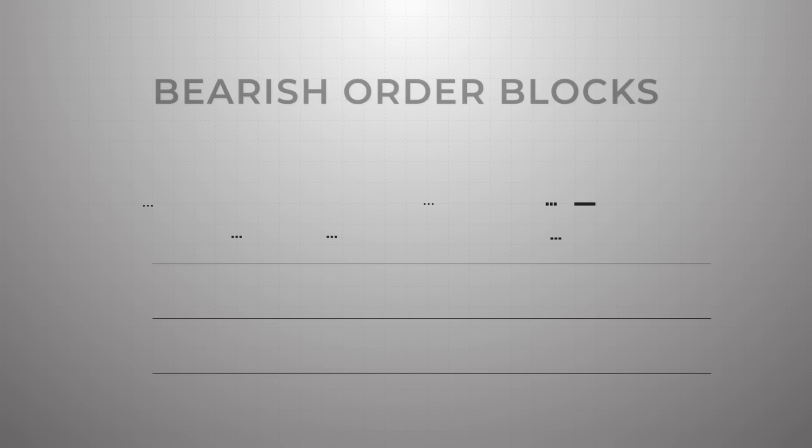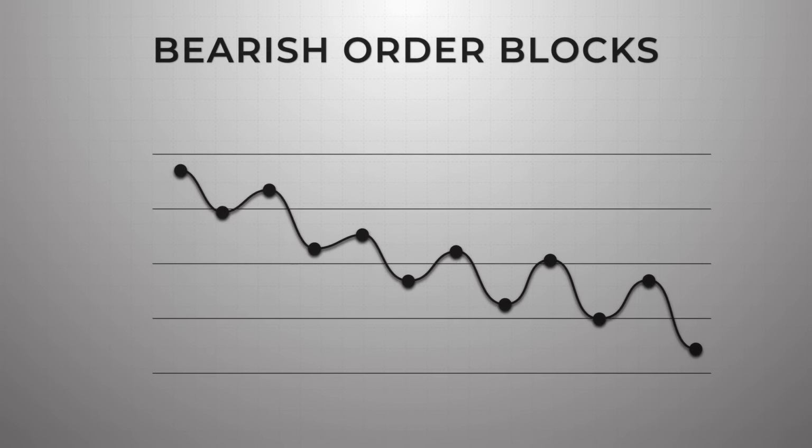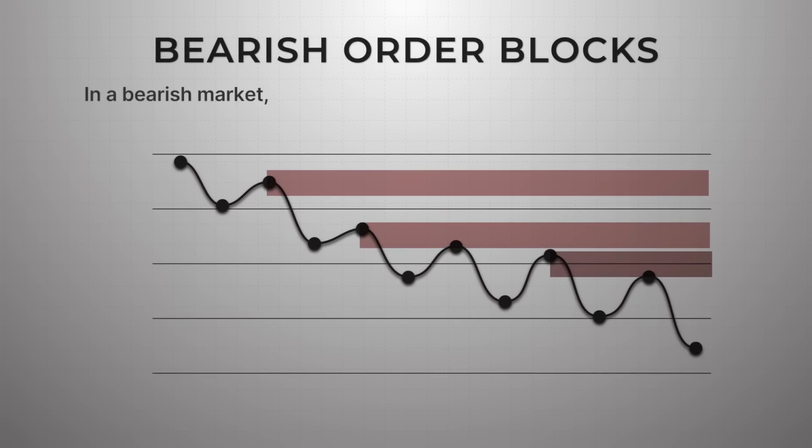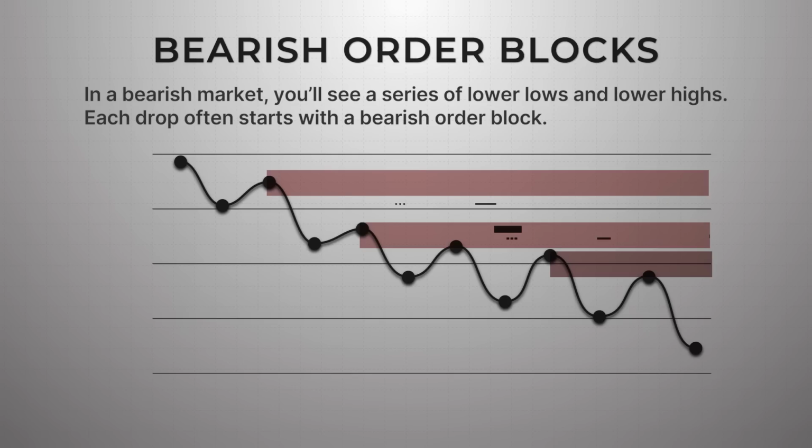Now flip that for a bearish market. You've got lower lows and lower highs. Each drop often starts with a bearish order block. But here's where it gets interesting. Order blocks don't just go with the flow. They can signal when the flow is about to change. This is where market structure breaks come in.